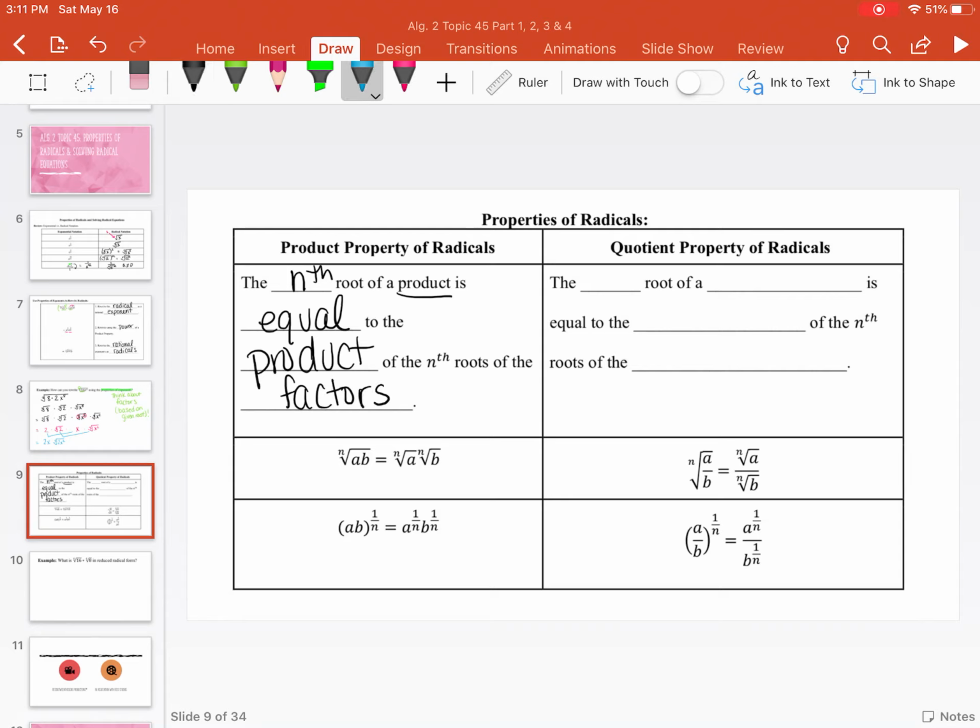So if we have this product of a times b, the nth root of a times b is the same thing as the nth root of a times the nth root of b. And this is written in radical form. We can also translate it to exponential form, where ab to the 1 over n power is the same thing as a to the 1 over n times b to the 1 over n.